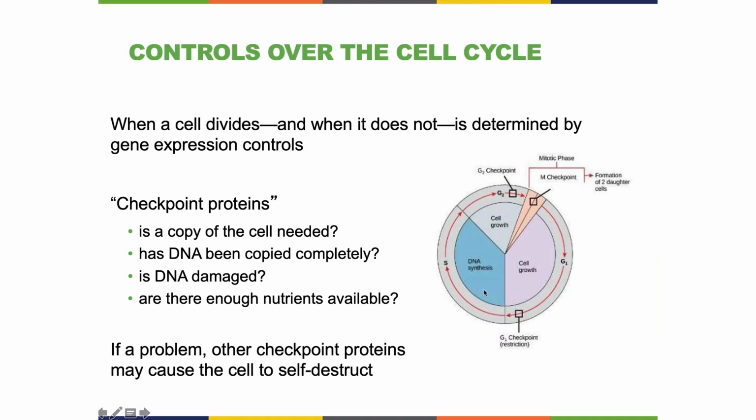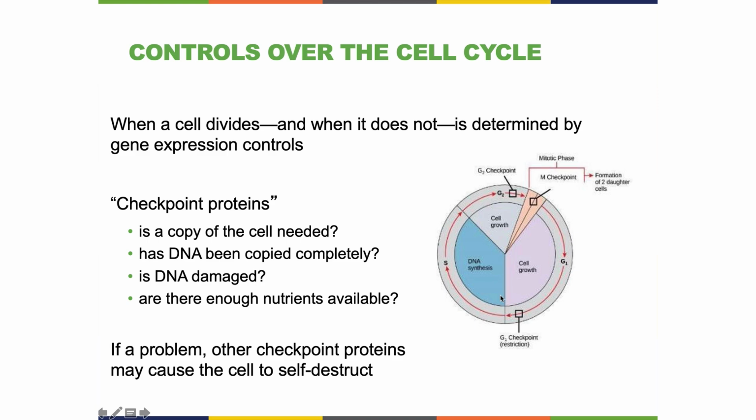Now, the cell cycle is controlled. Okay, we want to control it. We don't want cells to divide out of control or when we don't need them to divide. That's what happens in a cancer, and we'll talk about that in part 2 of this chapter. All right, so there's going to be a checkpoint protein that's going to make sure that we actually need this cell to divide. And if it does, then we copy the DNA, and there's another checkpoint to make sure the DNA has been copied correctly.